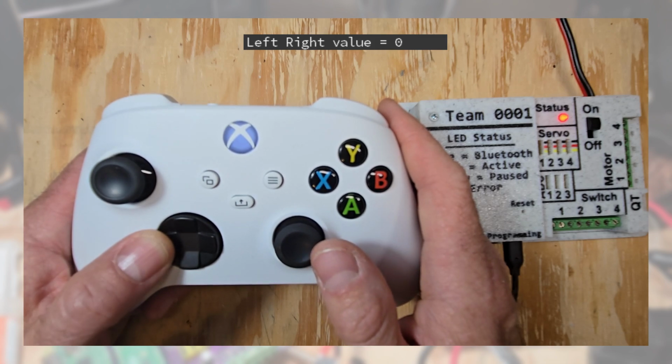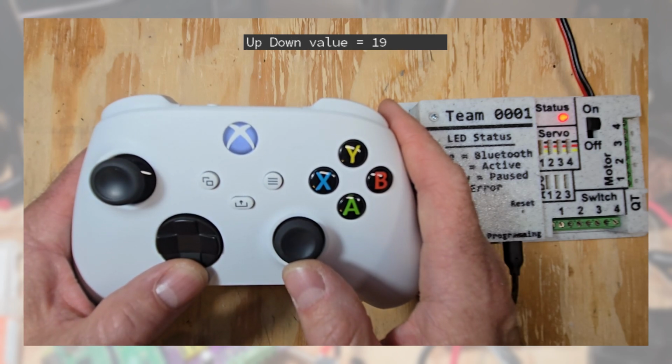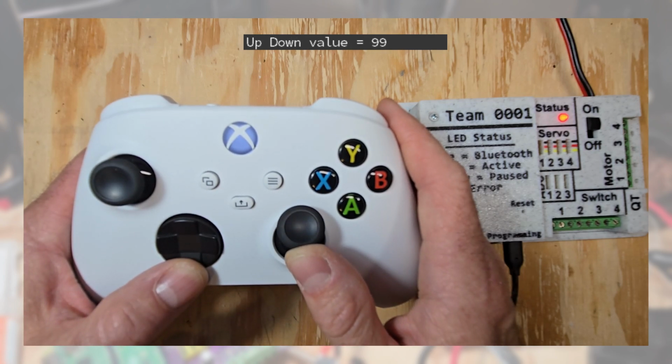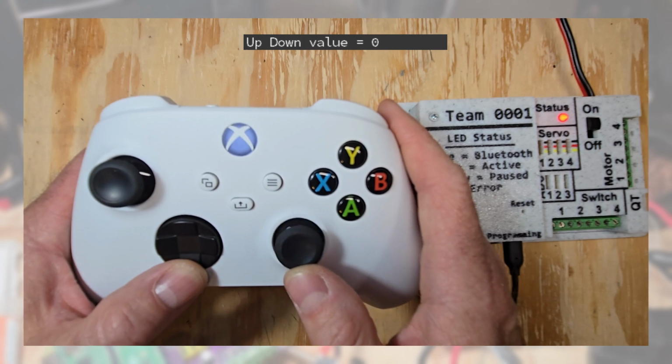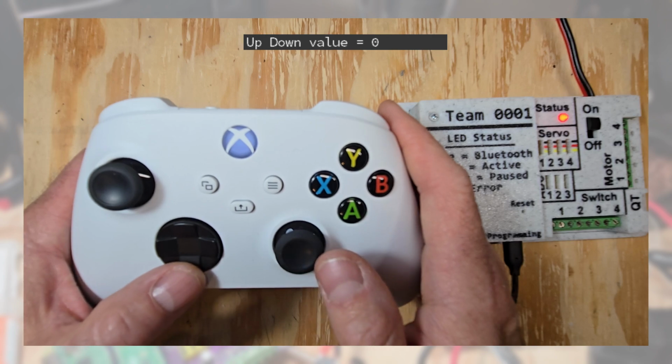As the joystick is moved up, the up/down value increases up to 100. As it is moved down, the values decrease to -100. The left to right movement is the same except sideways.